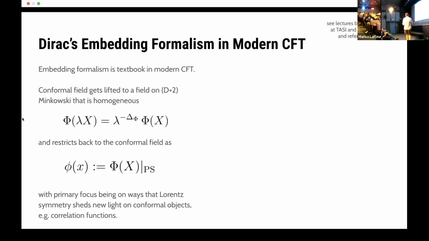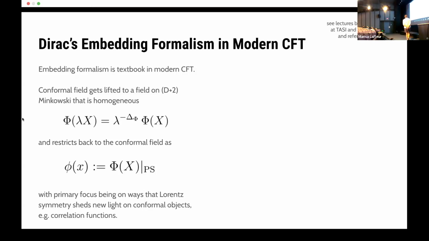And their idea is they want to take this idea and they want to think of some conformal field that they have in d dimensions. And they want to lift it to d plus 2 dimensions, and it has to satisfy certain constraints. So what they have is some conformal field that they want to lift to d plus 2 dimensions. It depends on all of the d plus 2 dimensions here. It has to be homogeneous. That's important. And then they get their conformal field back by taking the field in the higher dimensional theory and restricting it to the Poincare section.